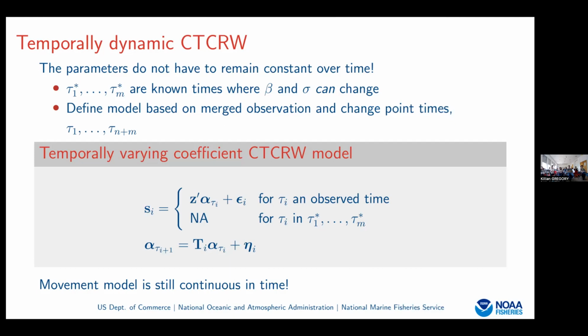Then we can define this temporally varying coefficient model. And we get the same sort of process, right? It just marches through in continuous time. But our observations, well, if it's a time we observed the animal, then it's the same as it was before. But if it's one of those, I'll call them knots for lack of a better word, in time, it's just a missing observation. And the nice thing about the Kalman filter is you can filter right over those missing locations. It's a built-in benefit of the Kalman filter.